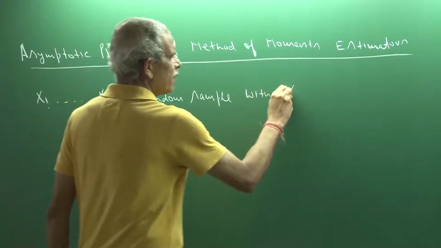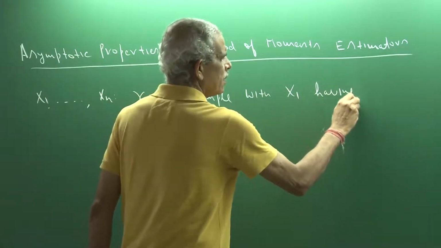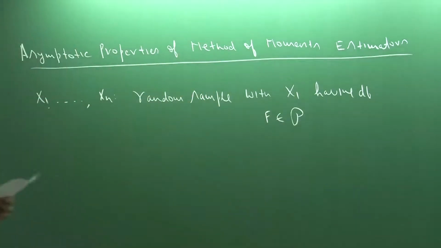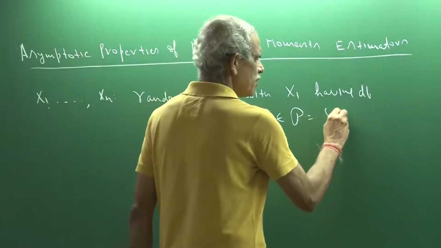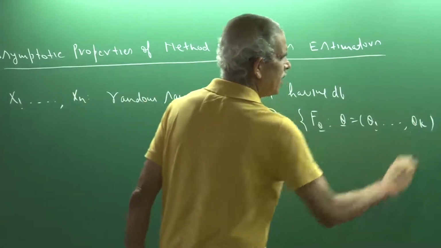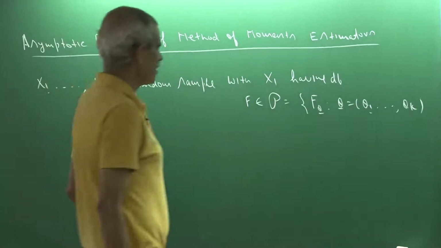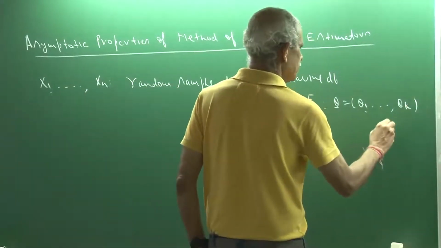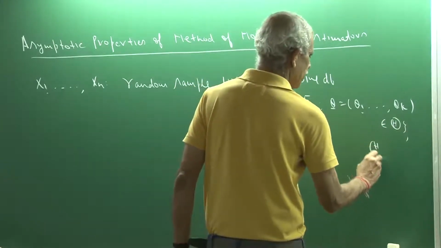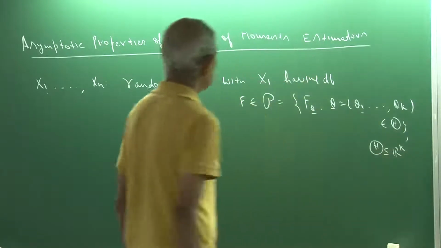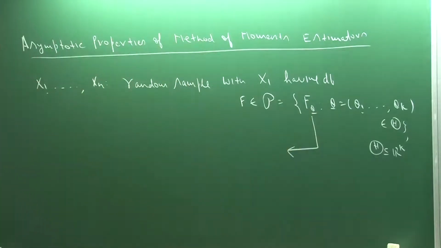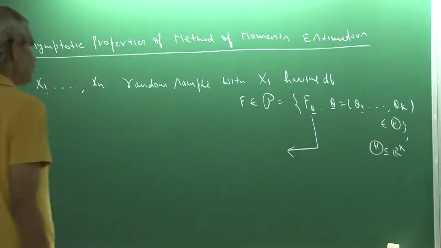with X1 having distribution function F, which belongs to the family P, a parametric family of distributions. So F theta, such that theta is a k-dimensional vector belonging to Theta, where Theta is a subset of R^k. So what I assume is the functional form of F theta is known. The only unknown thing is the parameter theta.